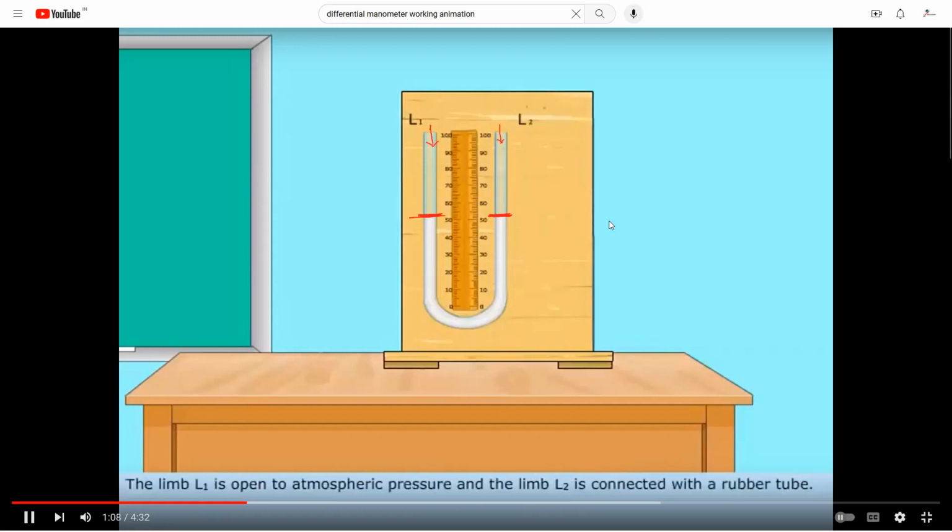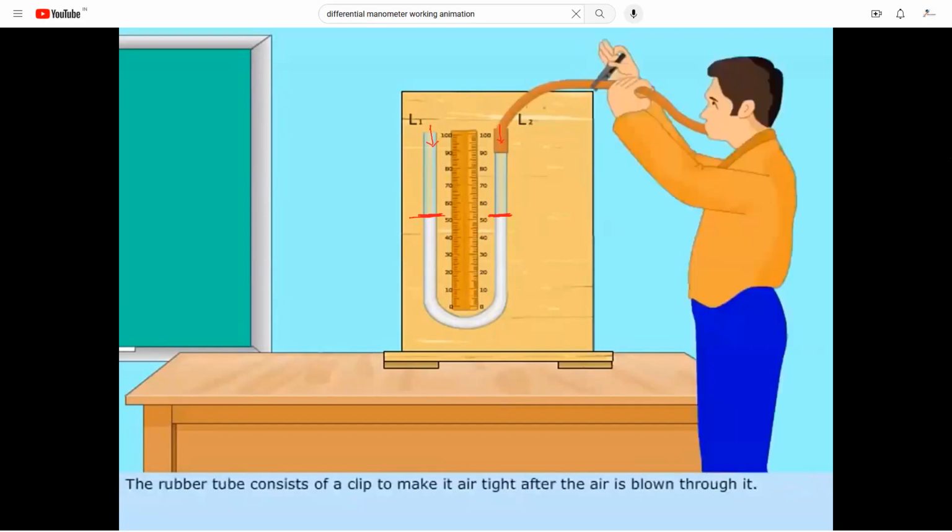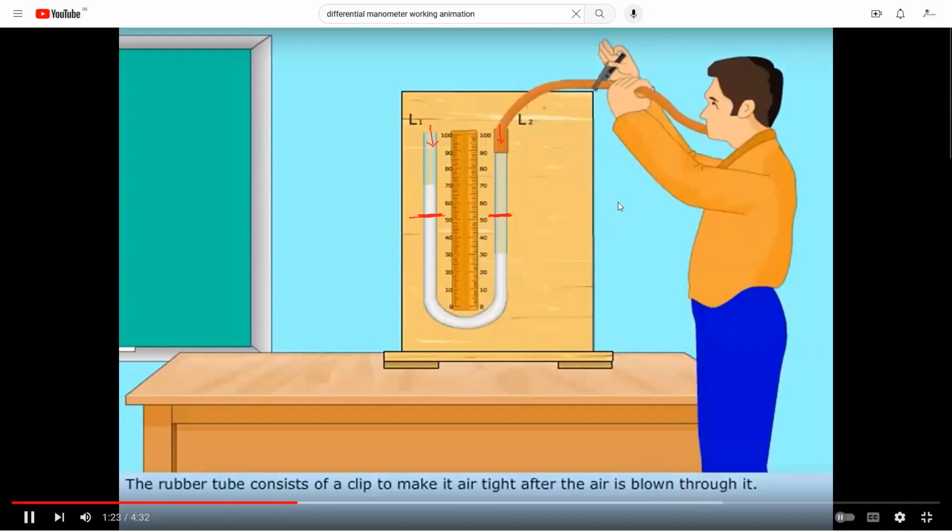L1 is open to atmospheric pressure and the limb L2 is connected with a rubber tube. The rubber tube consists of a clip to make it airtight after the air is blown through it. Now you can see, he is measuring the pressure of a gas. Not only that, liquid also you can measure. Now he has connected one limb to a pipe and he is blowing the air.